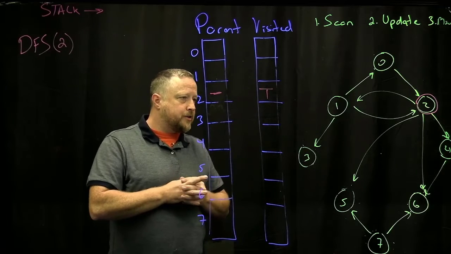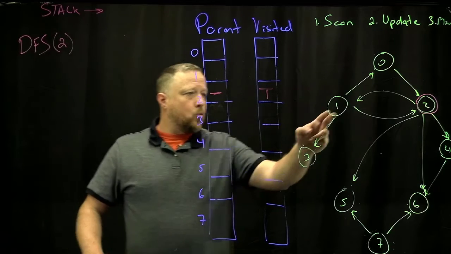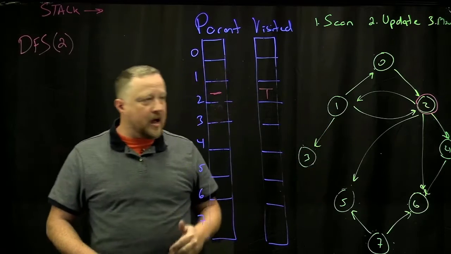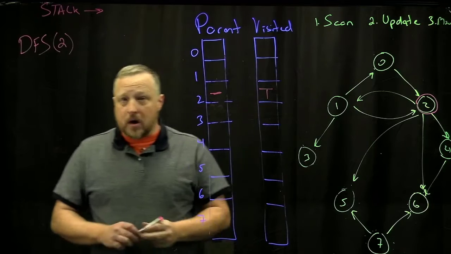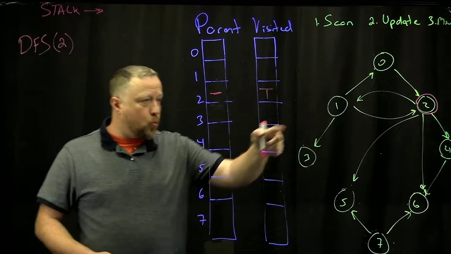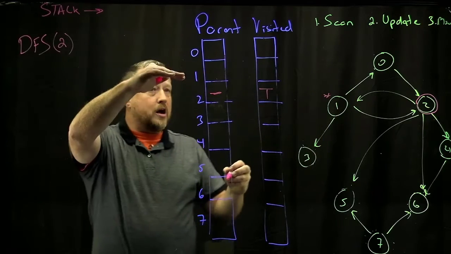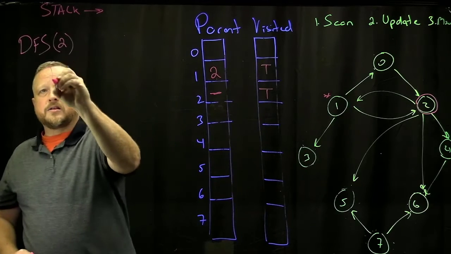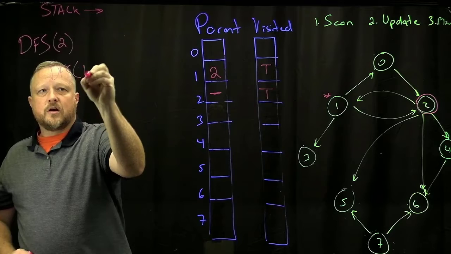What items am I connected to with 2 in order? Well, 1, 5, and 4. So 1, 4, and 5. But as you know, in this one, I'm going to take the first one, and that is 1. So 1, we visited that from 2. We set that to true. And that's going to be DFS of 1.